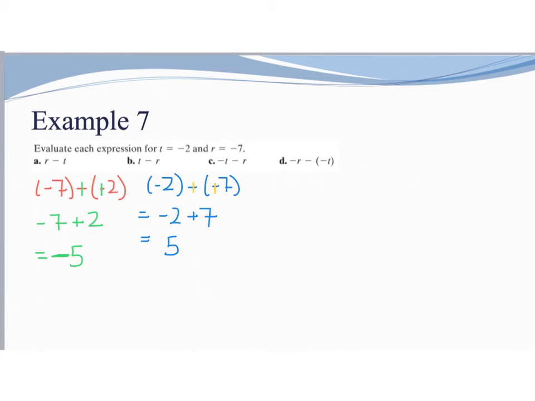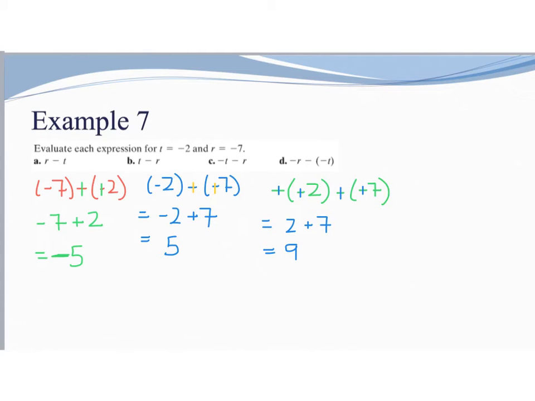Now part C says that we have a negative t, or in other words, we have a negative 2 minus r, which is a negative 7. And when I look at this here, I have a double negative, which will change to positive, and I have a double negative here. So this really gives me 2 plus 7, or I get an answer of 9.